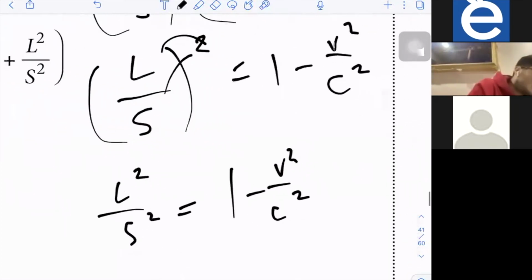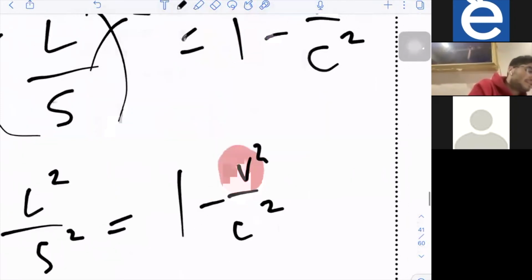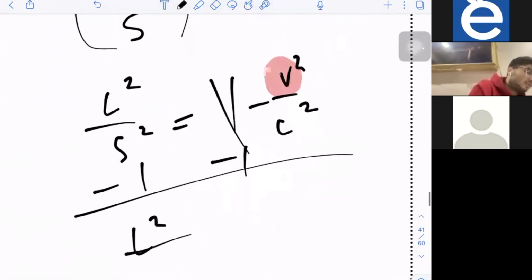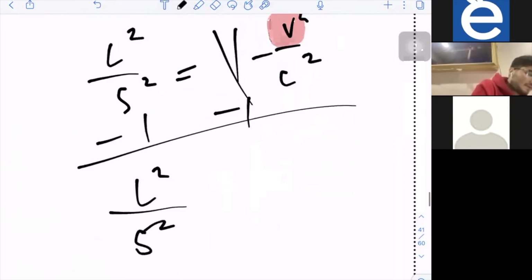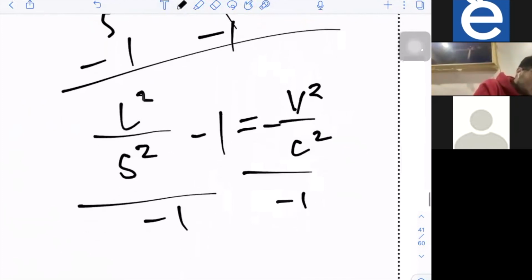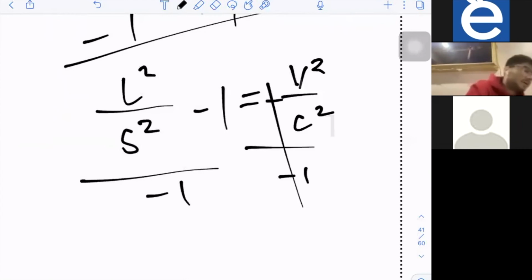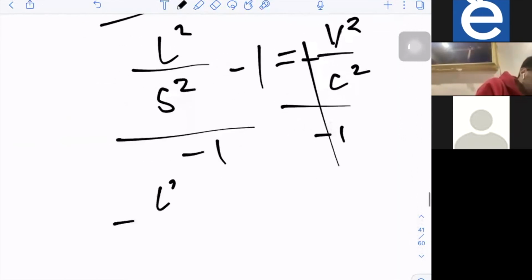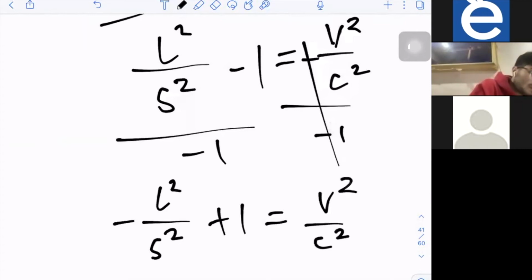Okay, now we still have to keep in mind that we're looking for v. So we can subtract 1 on both sides. So we basically get L squared over s squared minus 1 is equal to negative v squared over c squared. And then now we can divide by negative 1, so we can get rid of the negative sign in front of the v squared over c squared. When you divide by negative 1, the L squared over s squared minus 1, you have to do it on both terms. So you get negative L squared over s squared. Negative 1 divided by negative 1 is just positive 1, is equal to v squared over c squared.